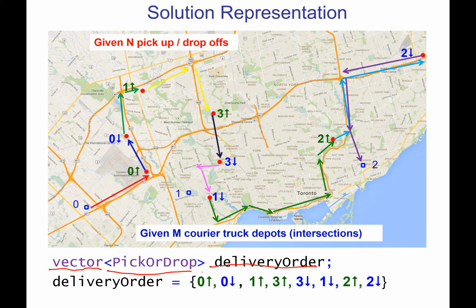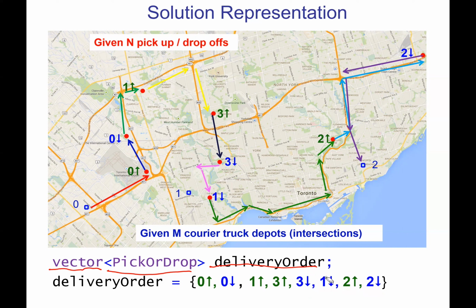And here's what my delivery order might be. I'm just showing graphically that in this structure, I've got two things. I can have a pickup intersection, I can have a drop-off intersection. And I make a whole bunch of them. So I say, pick up item 0 in delivery order, drop off item 0 in delivery order, pick up item 1, pick up item 3, drop off item 3, drop off item 1, pick up item 2, drop off item 2. So my delivery order is very compact.